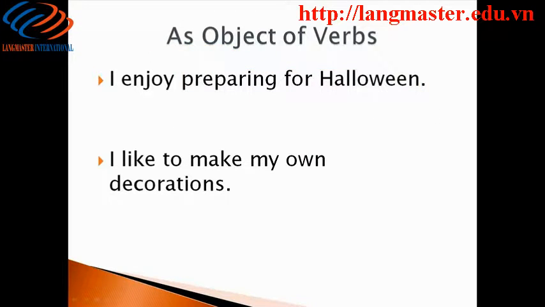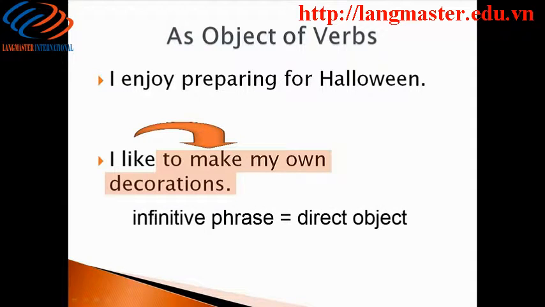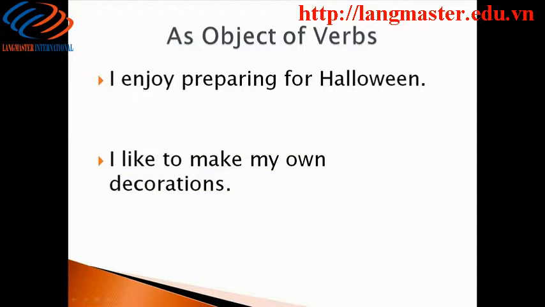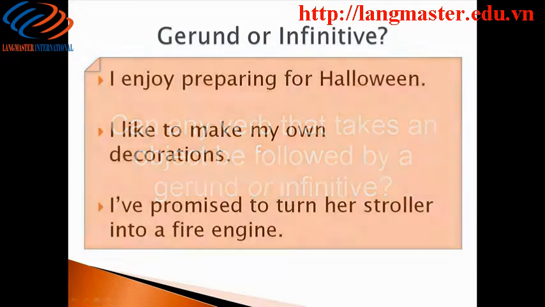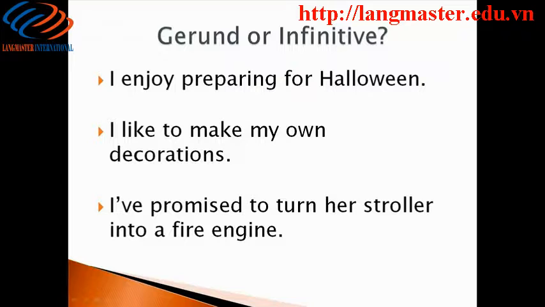In our second sentence, we have the infinitive to make. But the object of like is not simply to make, but to make my own decorations, an infinitive phrase. So the object of a verb can be a gerund or a gerund phrase, or an infinitive or an infinitive phrase. At this point you might ask, well, can any verb that takes an object be followed by a gerund or infinitive? Let's try this quick exercise to answer that question.